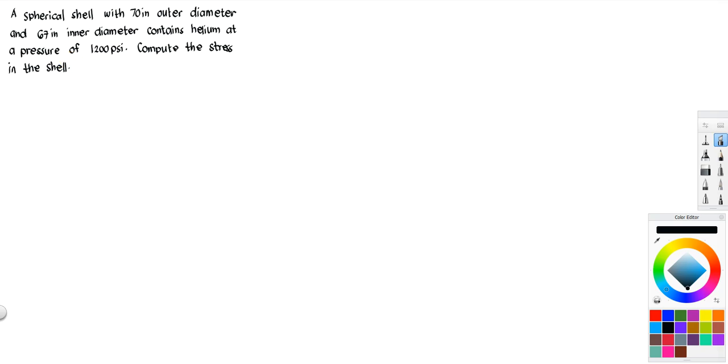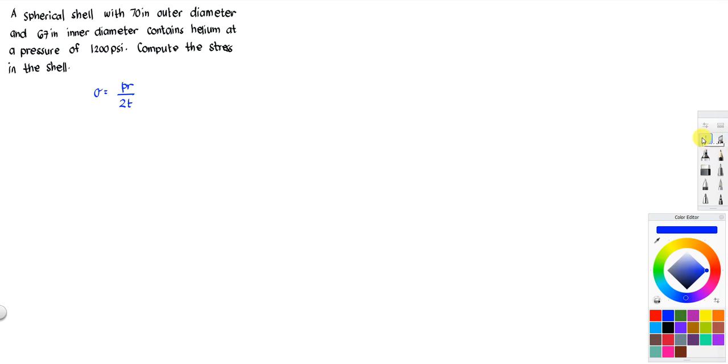Okay, so here's the question. A spherical shell with 70-inch outside diameter and 67 inches inside diameter contains helium at a pressure of 1,200 psi. Compute the stress in the shell. Since this is just spherical, we have only one formula for the stress in both directions, which is just PR over 2T.